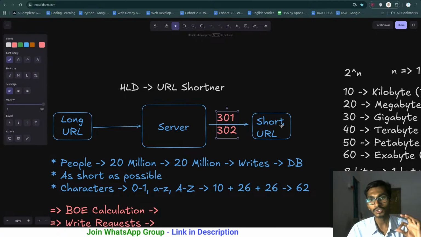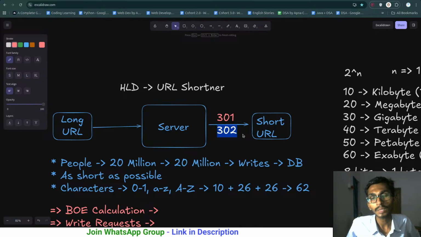So the next time you enter this particular short URL, the request will not go to the backend, rather the cached data will be used, and this is how it's going to go. And then there is something called 302. That's going to be a temporary redirection.